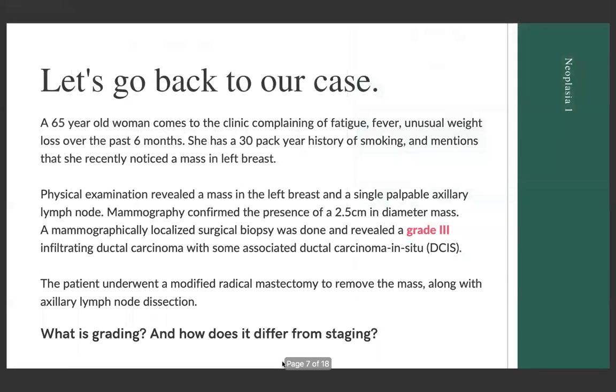So let's take a step back. Let's go back to our case. So we said we suspected breast cancer in this patient, but one thing they mentioned here is that it revealed a grade 3 mass when they did biopsy. What does that mean?